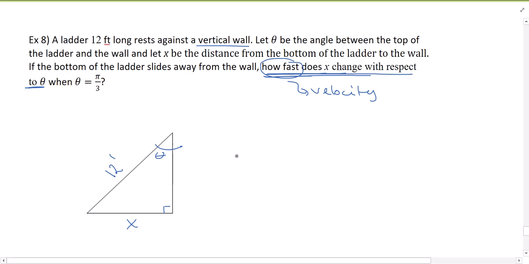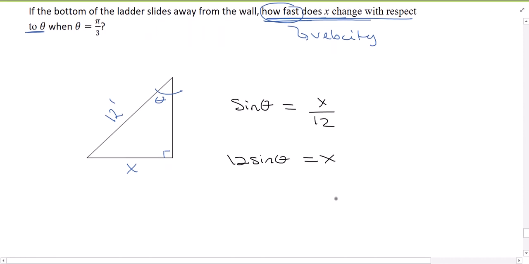So I can say sine of theta is equal to the opposite, X, over the hypotenuse, so X over 12. And now it does say how fast does X change with respect to theta. So I really want a function to be with respect to the variable theta. So multiply both sides by 12. So I'm going to have 12 sine theta equals X. And so here's my function.